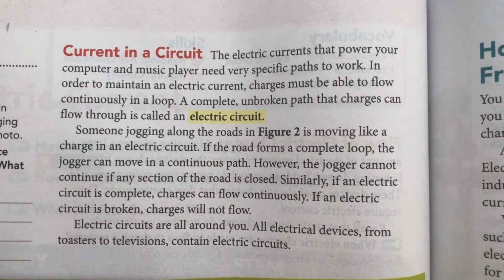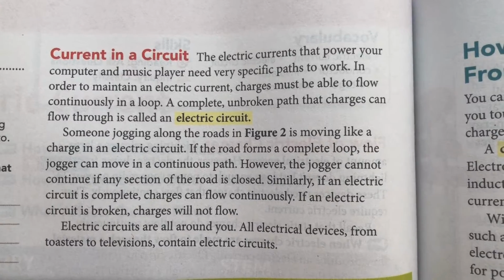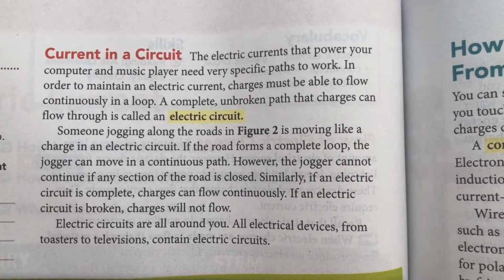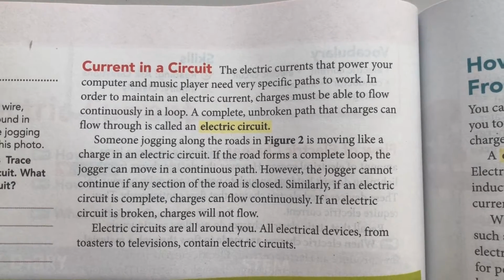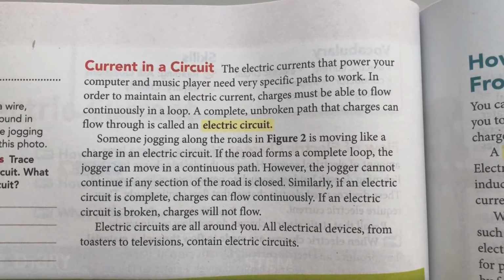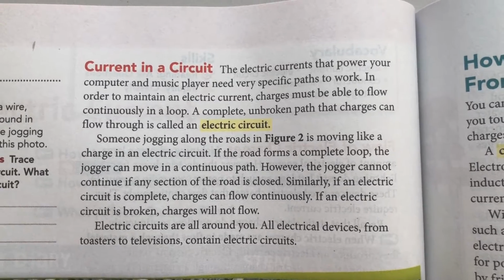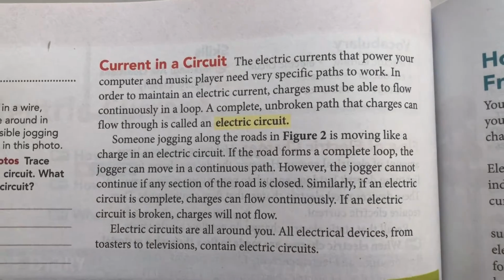Current in a circuit. The electric currents that power your computer and music player need a specific path to work. In order to maintain an electric current, charges must be able to flow continuously in a loop. A complete unbroken path that charges can flow through is called an electric circuit.